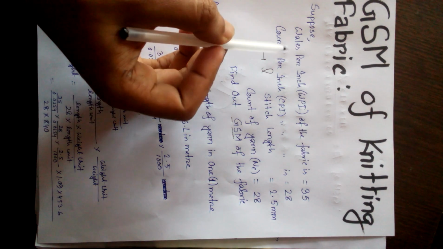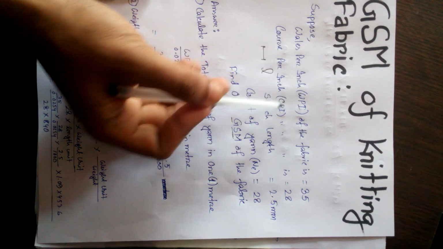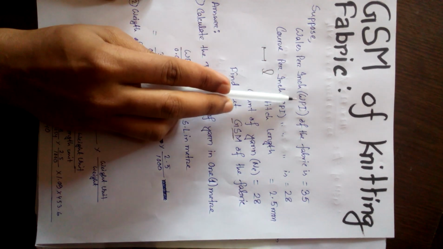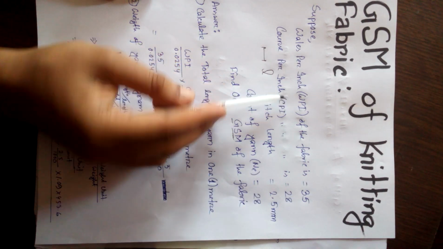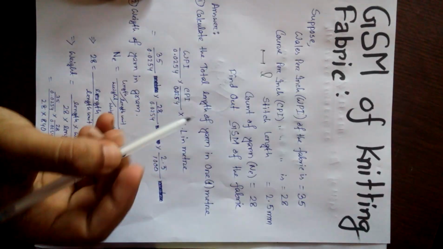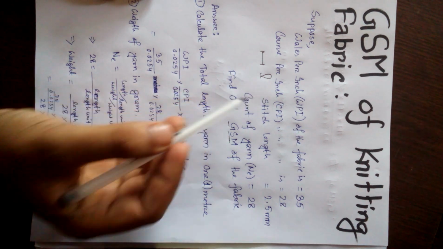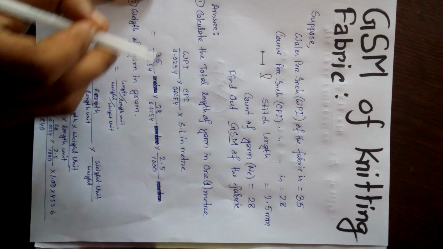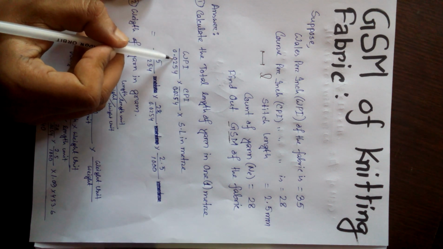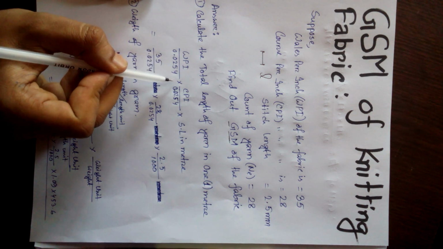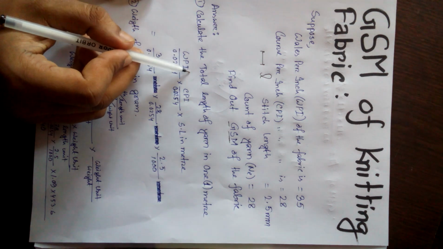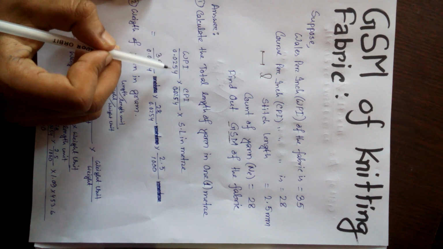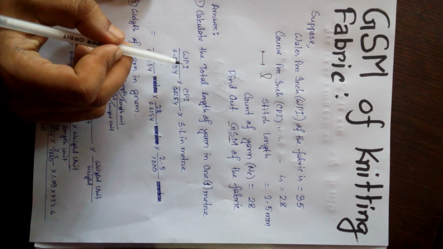So whatever value the wales or course are given, we have to convert to meter. Suppose here the value of wales is given per inch, and now we have to convert to meter. We also convert the course to meter, and we have to convert the millimeter also to meter. We know 0.0254 meter is equal to 1 inch. That's why if we divide the wales per inch by 0.0254, then we'll find the wales per meter.